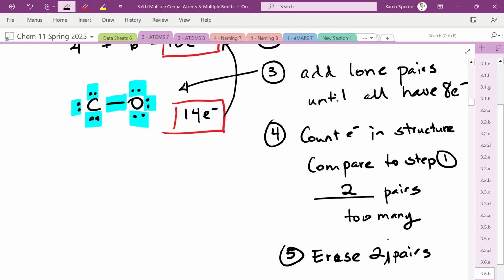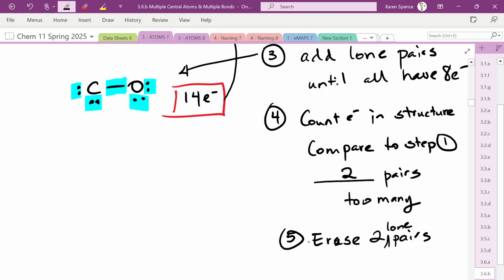Two lone pairs. And although it doesn't matter where you erase them from, I tend to be symmetrical, okay? So I will probably erase them from the carbon and from the oxygen. Okay, so now we've erased two lone pairs. That's step A. We erase them.